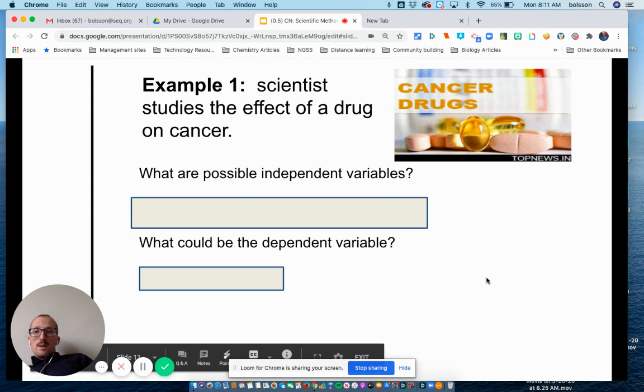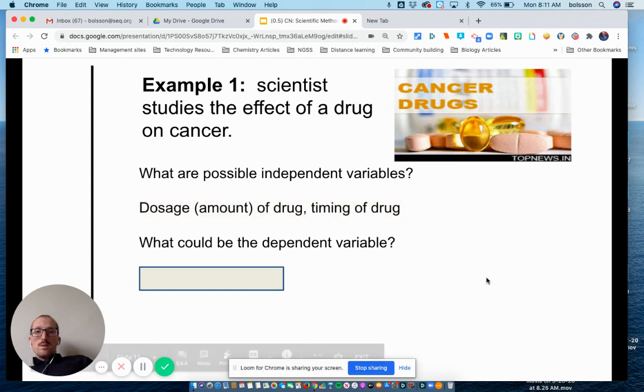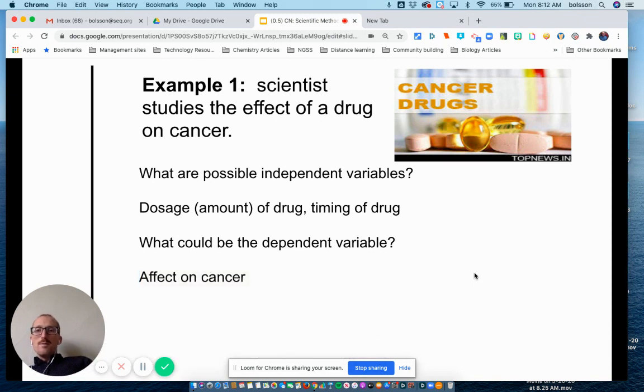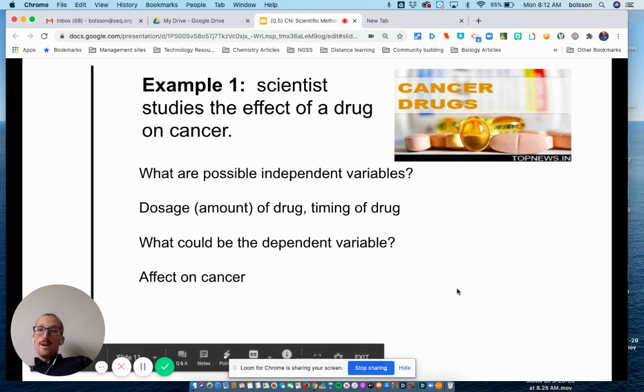Okay, well, let's take a look at some examples here. So the independent variable could be the amount of the drug that you give someone. So one person you might give a small amount, another person you give a larger amount. Another independent variable could be the timing of the drug. One person you give the drug early in a disease and another later in the disease, okay? What would be the dependent variable here? Well, of course, it would be the effect on the cancer. So does the cancer go away or does it continue to grow? Okay, that's what we would measure our effects on.